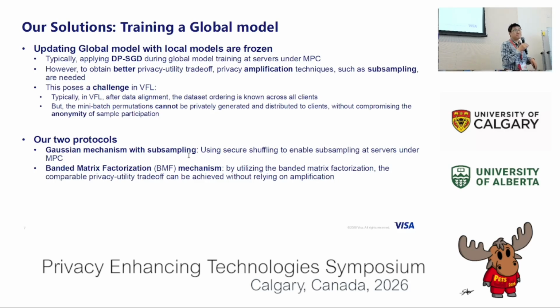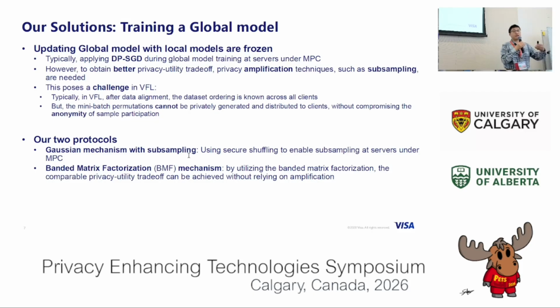the issue is that, in order to get a better privacy-utility trade-off, normally we will use privacy amplification techniques such as subsampling. But in WFL there is a challenge, because normally we do data alignment before we start the WFL training. That means all the clients will exactly know the data ordering because we already aligned it. But if you want to apply permutation to achieve subsampling, every other client will exactly know the randomness.